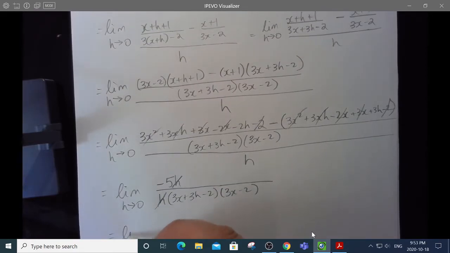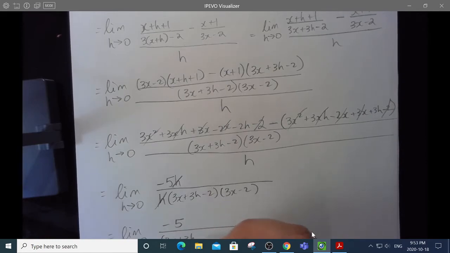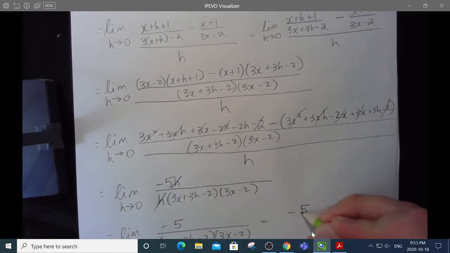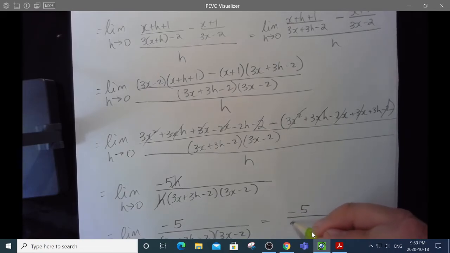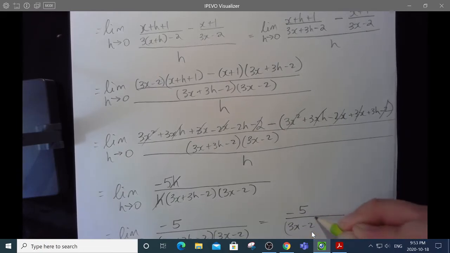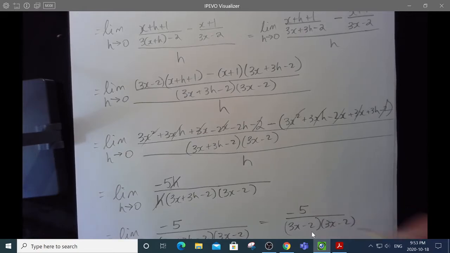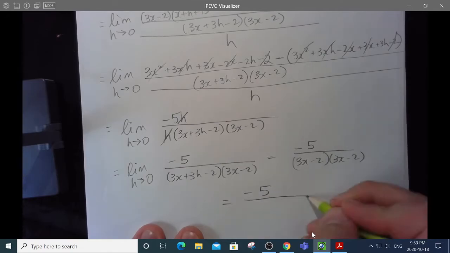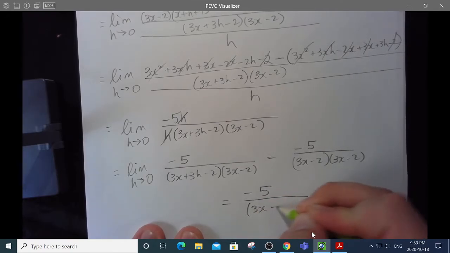So that's equal to the limit as h approaches 0 of negative 5 all over 3x plus 3h minus 2 times 3x minus 2. If I plug in 0 for h now, I won't get 0 in the denominator, so I'm going to do that now. So it's not a limit anymore. It's 3x minus 2 times 3x minus 2, which is negative 5 all over 3x minus 2 squared.